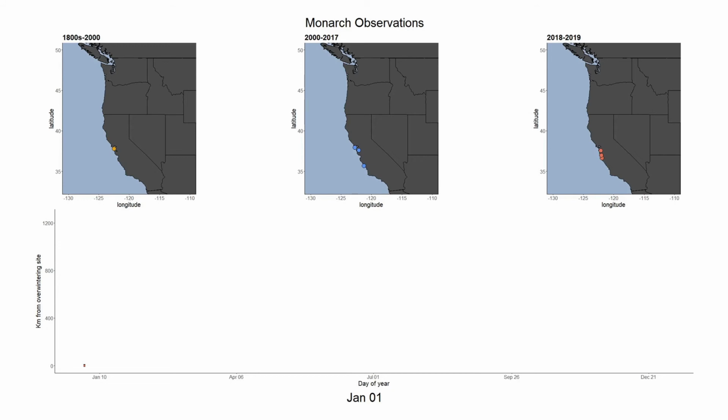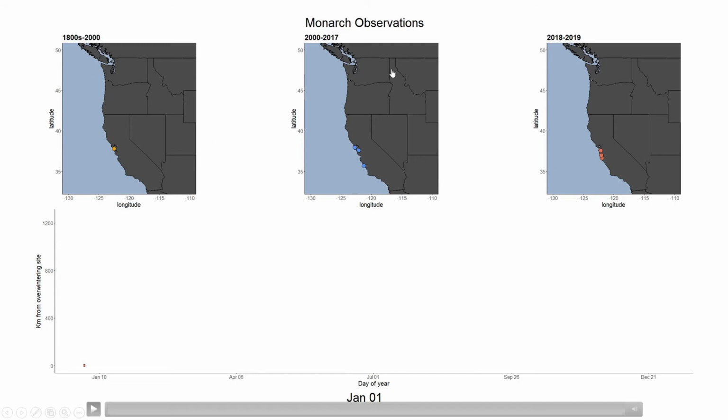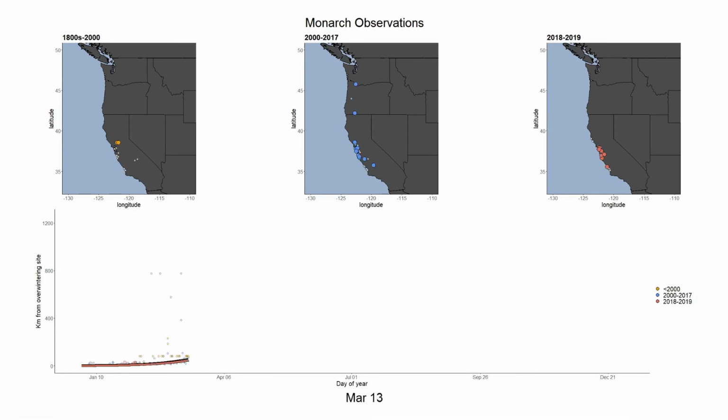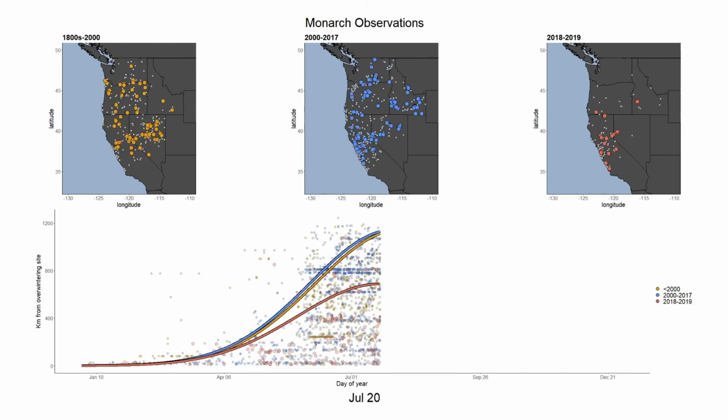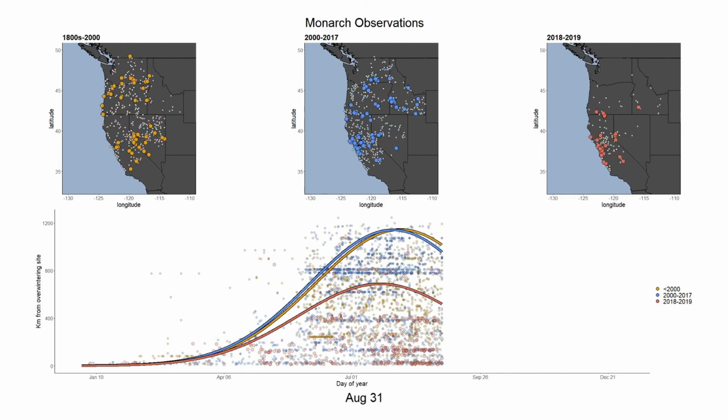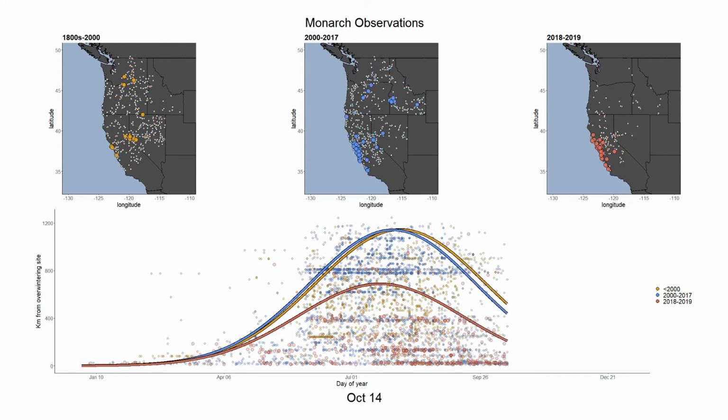Here, we're going to be looking at maps of the raw data up top, and then down below, we're going to show the fitted curve. We can see in the early spring the start of the range expansion, right about now. And now in May, we can start to see that the curves are really diverging, with the more recent years going less far. And now we are seeing the monarch butterflies heading back to the overwintering grounds.